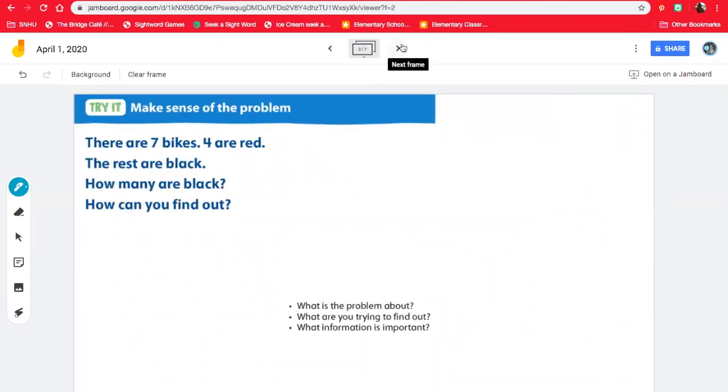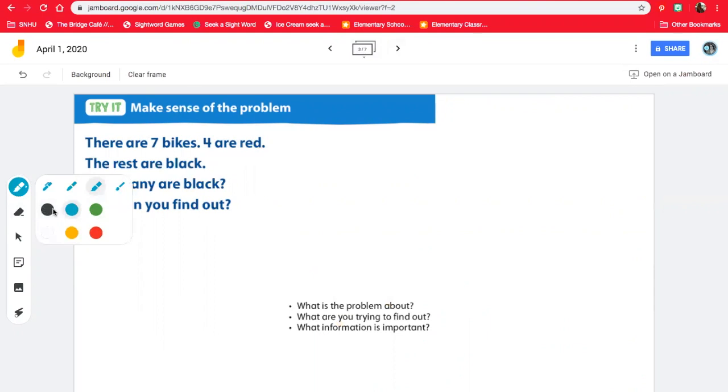All right, we got a problem to try here. It says there are 7 bikes. 4 are red. The rest are black. How many are black? How can you find out? Well, let's look at the problem. What is the problem about?